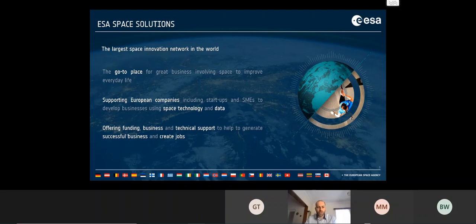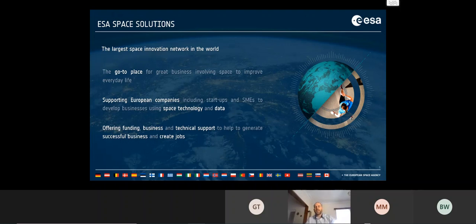ESA's goal when it comes to the Space Solutions program is to support European companies, including, of course, startups and SMEs, in order for them to develop businesses which are using space technologies and, I suppose, utilize space data. The offering of ESA is funding as well as support, which could be technical as well as business, with the aim to generate new successful businesses and create impact in the sector. Impact is significantly important for us. And impact can have different kinds of shapes. So it could be the generation of jobs, it could be the growth of the entities which participate in our program, and so on and so forth.